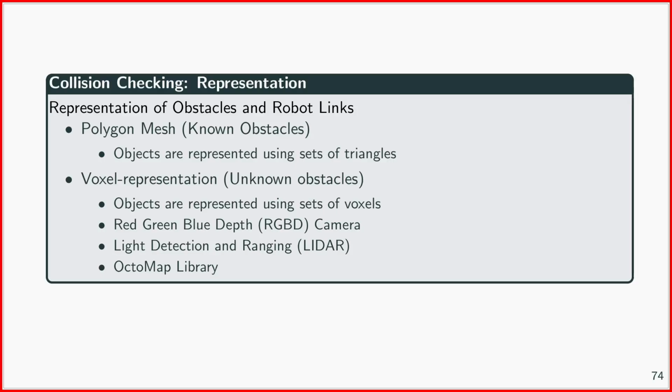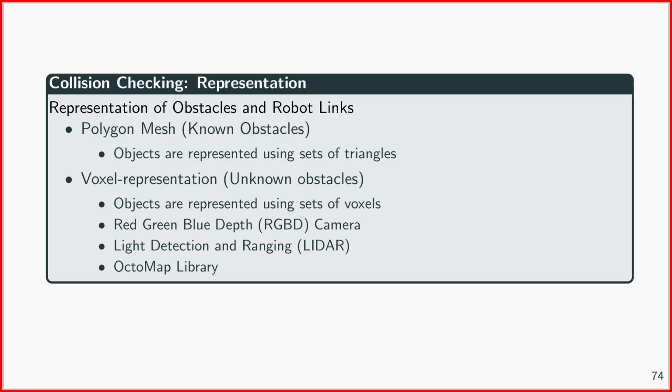Right, so first of all, if we want to do collision checking, we need to have some kind of representation of our robot and our objects. And usually there are two common ways of how you can represent them. One are polygon meshes and the other one are voxel representations. So for example, if you know about all the obstacles which you have in your environment, then very often you can just create polygon meshes of those objects and you can just represent them as a set of triangles.